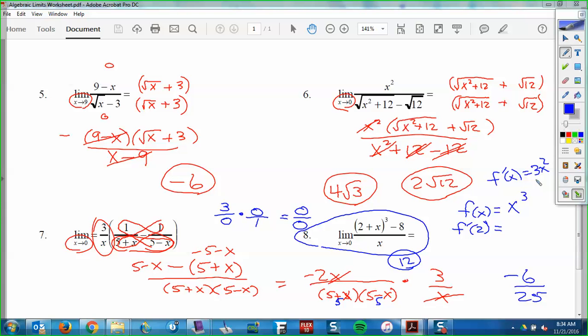You get 12, right? The derivative of x cubed at 2 is 12. When you work out this limit problem, you got 12, because this limit problem, because of its special look, is the definition of derivative. Okay?